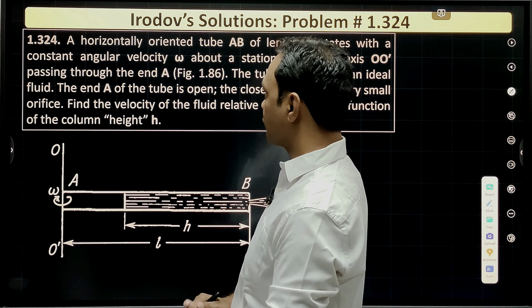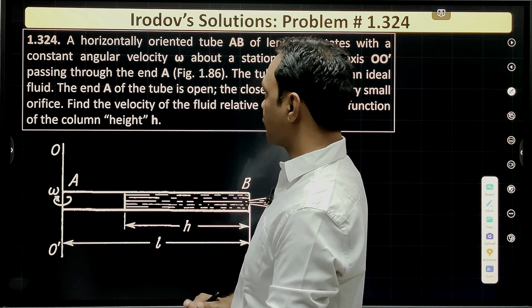So if some liquid is there and it rotates like that, because of the centrifugal force, liquid will go towards the right hand. There will not be any normal here, and it will push the wall. So the tendency of the liquid will be to go away, and there is a small orifice. So from that orifice it will ooze out. That's what it is talking about.